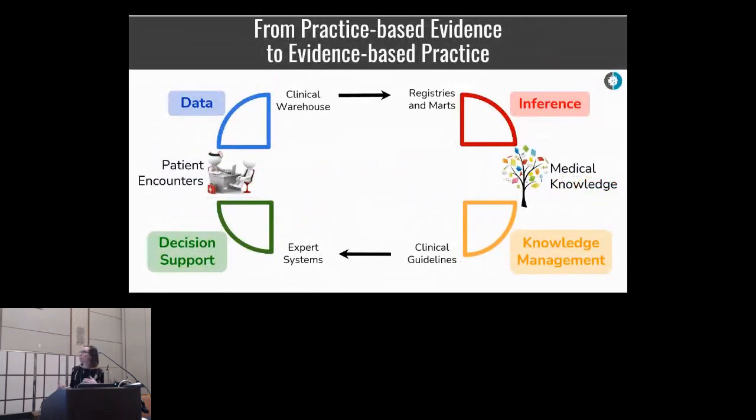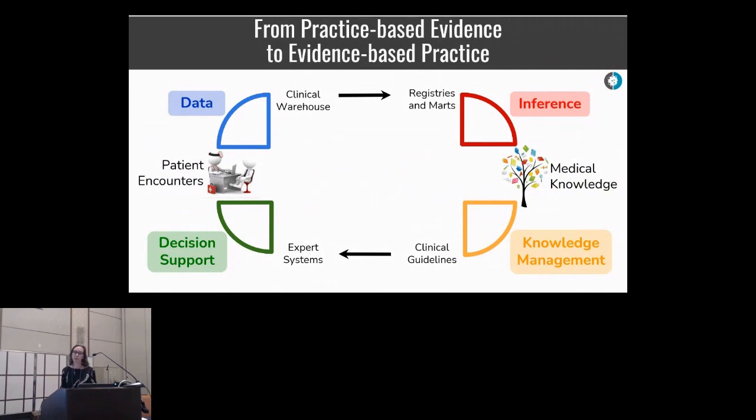So we want to go from practice-based evidence to evidence-based practice in medicine. And much of my work is focused on the translation of everything from basic research to public health data to the actual arena of clinical practice. So we have data that lives in clinical warehouses that comes from patient encounters. We have registries and marts that those data end up in. We infer new medical knowledge from those contexts. And then we have this process that's probably the most amorphous part of this whole cycle: how do you turn that knowledge into clinical guidelines and care?